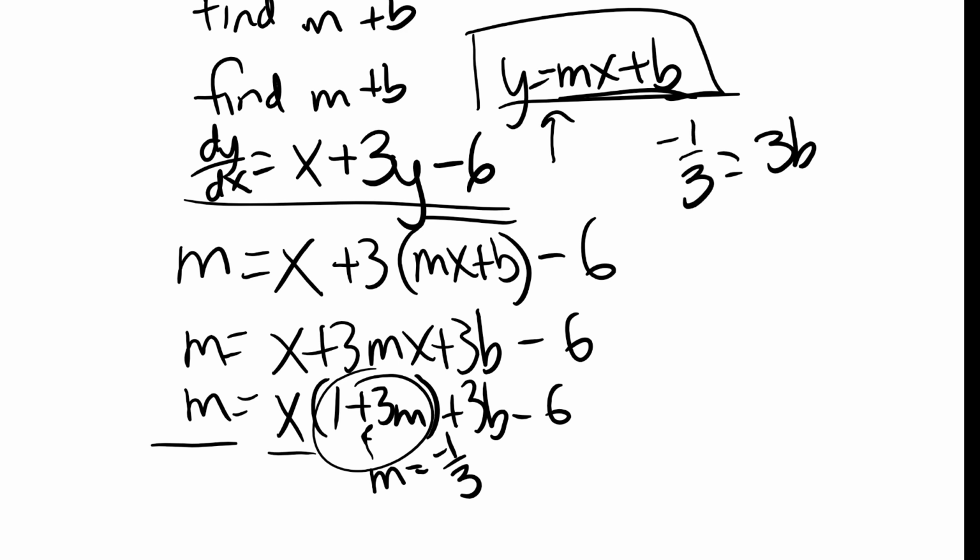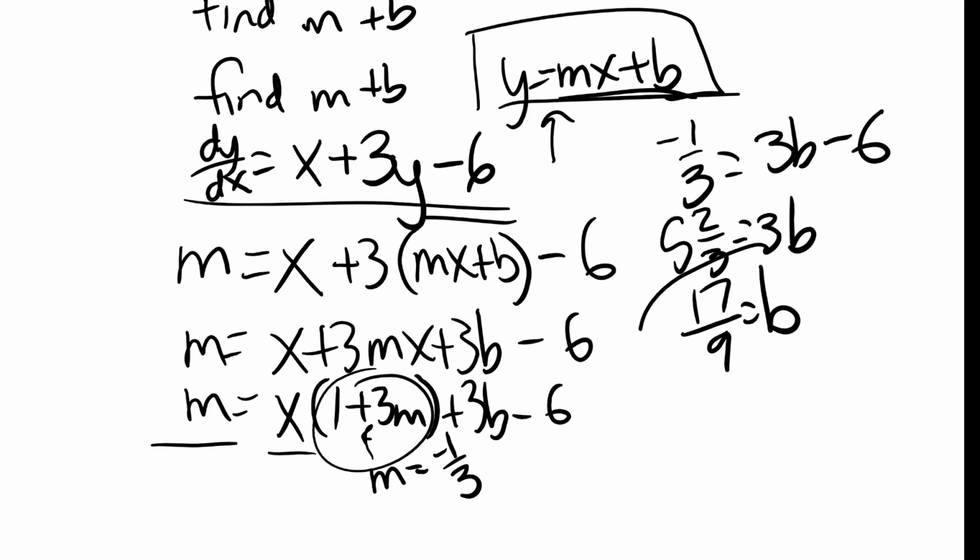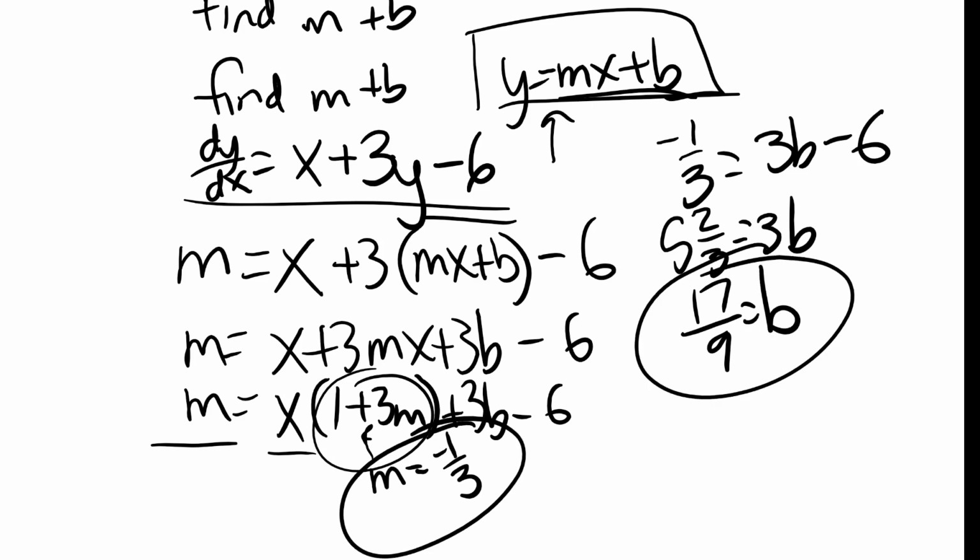The whole first term is 0, and we just solve for b. So we add 6 to both sides, we get 5 2/3 equals 3b. And then, what is that, 17 over 9 is b, and booyah, m and b acquired.